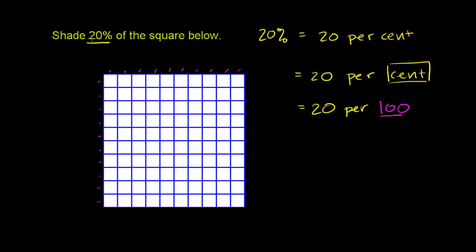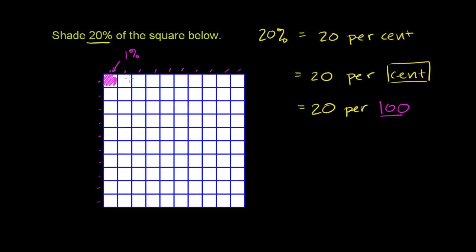So if we want to shade 20% of that, we need to shade 20 of every 100 squares that it is broken into. So in this, we'll just literally shade in 20 squares. Let me just do one. If I just do one square just like that, I have just shaded 1 per 100 of the squares. 100 out of 100 would be the whole. I've shaded one of them. That one square by itself would be 1% of the entire square.